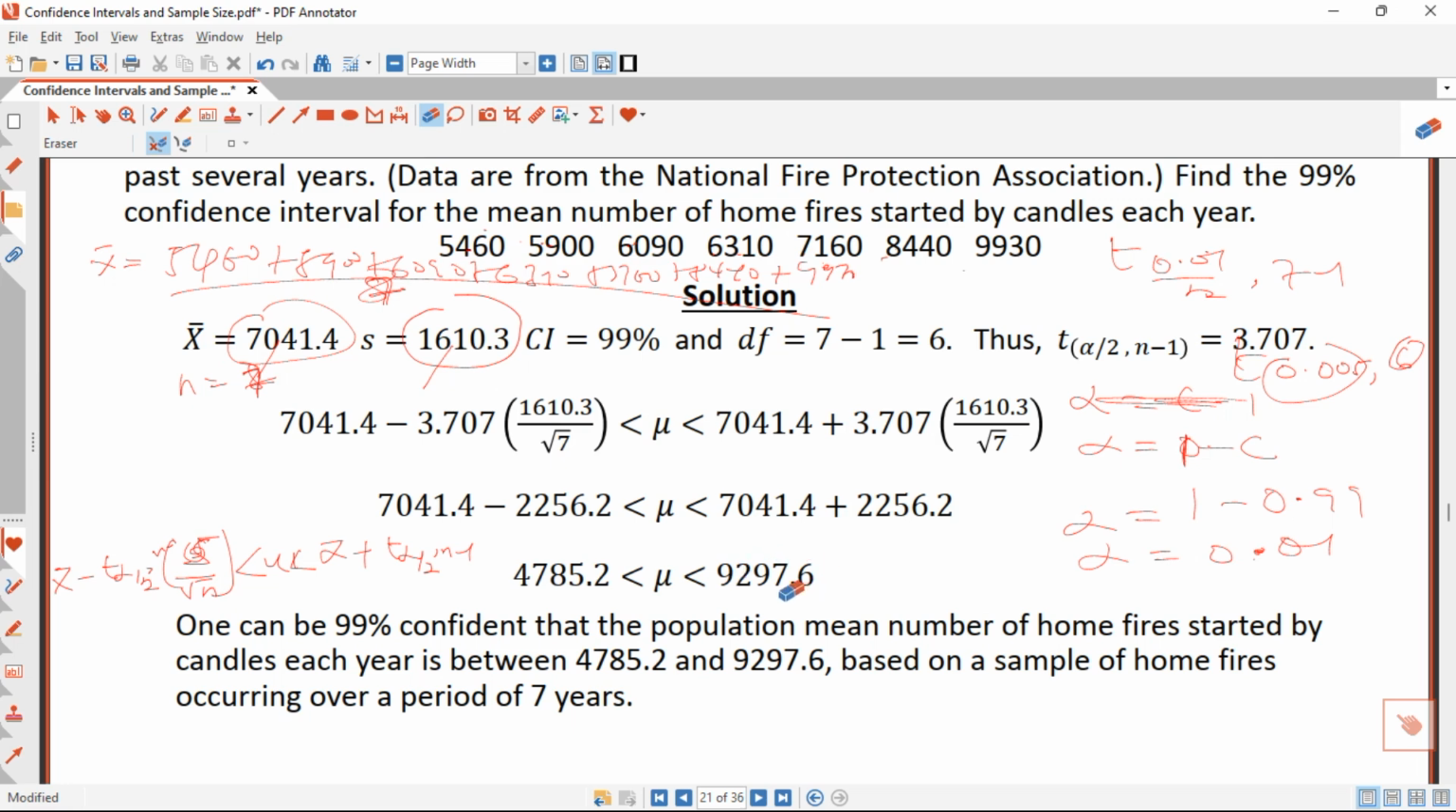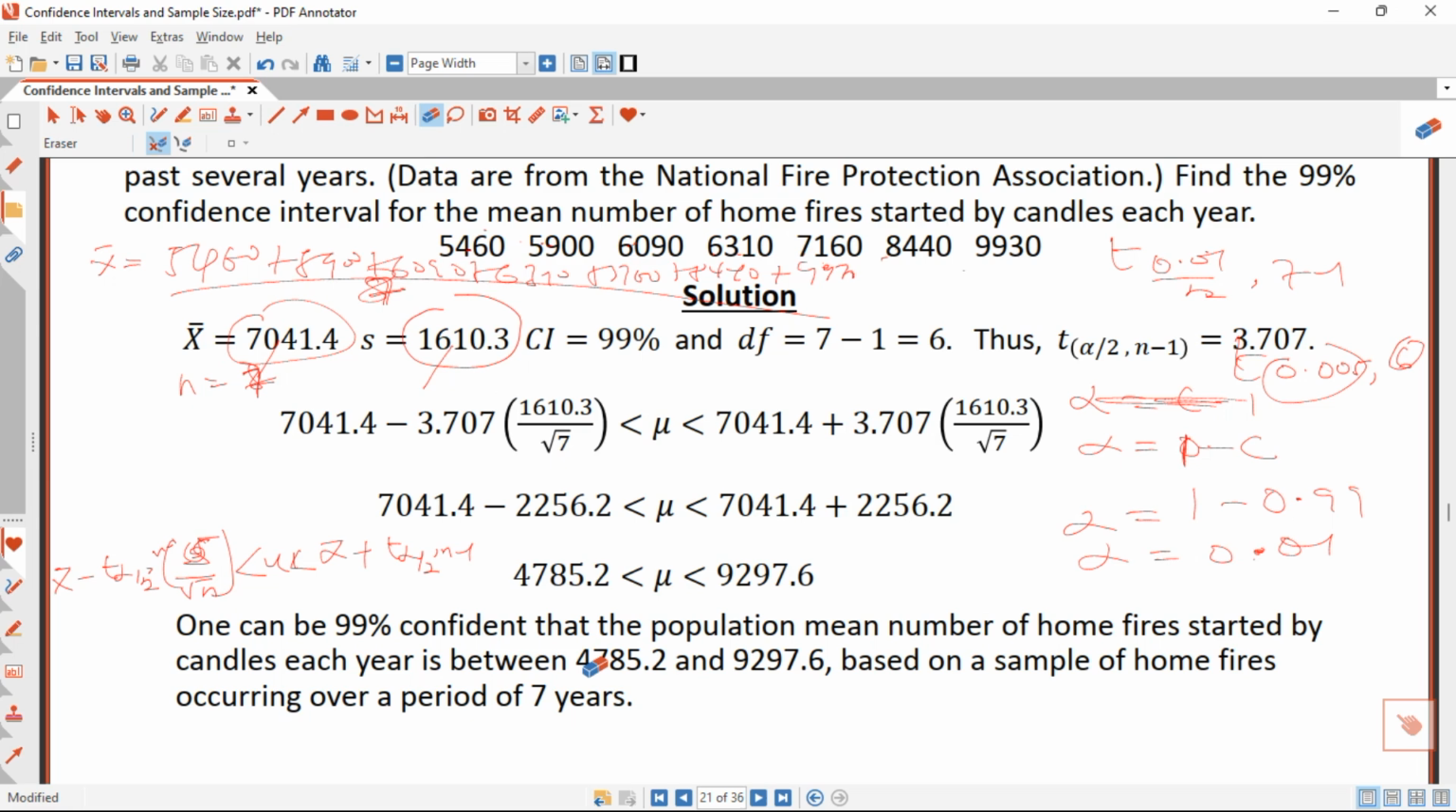So in conclusion, we are saying that one can be 99% confident that the population mean number of home fires started by candles each year is between 4,785.2 and 9,297.6, based on the sample of the home fires occurring over a period of 7 years.